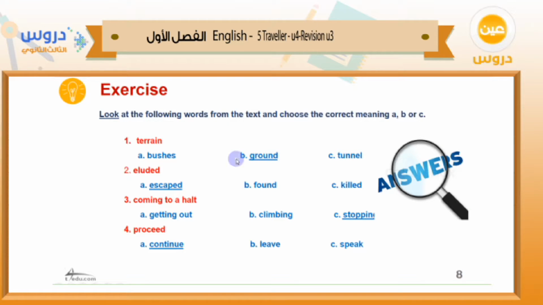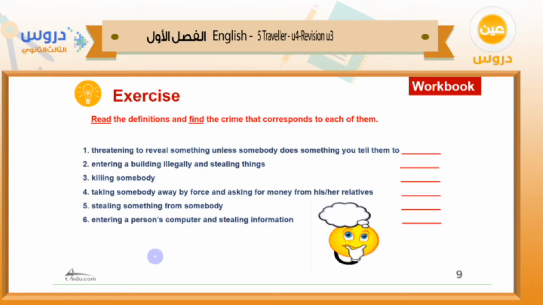Okay, terrain, B is the right option, ground. Eluded, escaped. Coming to a halt is stopping, and proceed, the right option is continue. Well done for those who got the right meanings. And as you know, because this is a revision for Unit 3 and Unit 4, we are going to see more exercises.